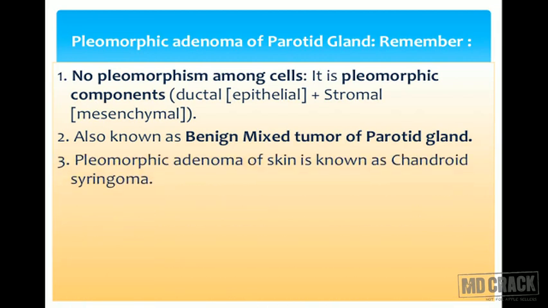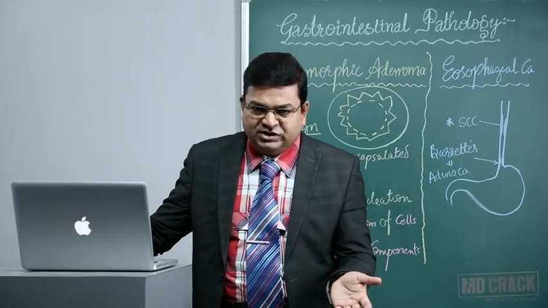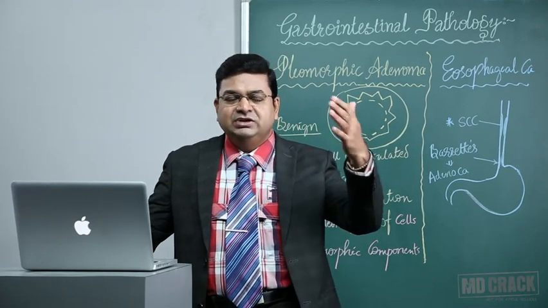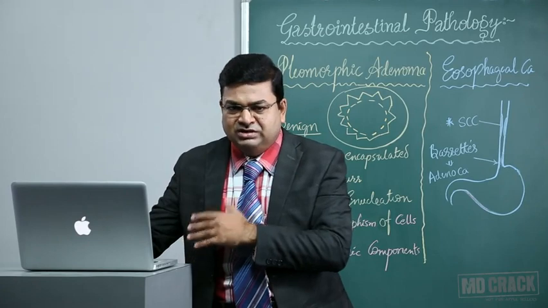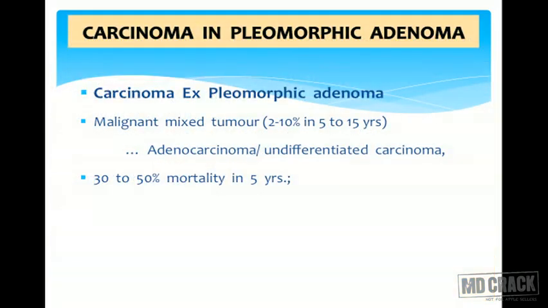We have a variety of other pleomorphic adenomas. For example, pleomorphic adenoma of the skin is known as chondroid syringoma. That point you have to remember. Rarely the pleomorphic adenoma can give rise to malignancies. Then we use the word carcinoma ex pleomorphic adenoma. The ductal component can give rise to adenocarcinoma, or very rarely the mesenchymal component can give rise to sarcomas. So these things can happen. Remember, the pleomorphic adenoma is benign but known for recurrences. The carcinoma can develop in the pleomorphic adenoma. Then we use the word carcinoma ex pleomorphic adenoma, or also pleomorphic adenoma ex carcinoma.